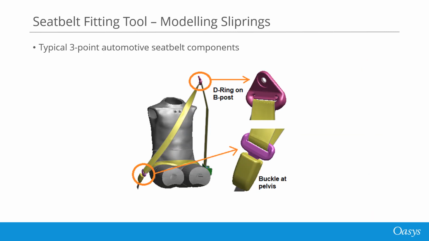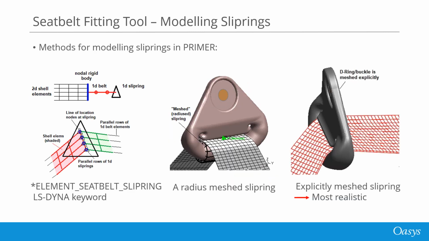A typical three-point automotive seatbelt will have a D-ring near the shoulder area and a buckle near the pelvis area that affects the shape of the belt. These slip rings can be modeled in Primer in three different ways, either by using the element seatbelt slip ring LS-DYNA keyword, a radius meshed slip ring, or an explicitly meshed slip ring. The latter option is the most realistic method for modeling slip rings in Primer and thus results in the most realistic belt shape.